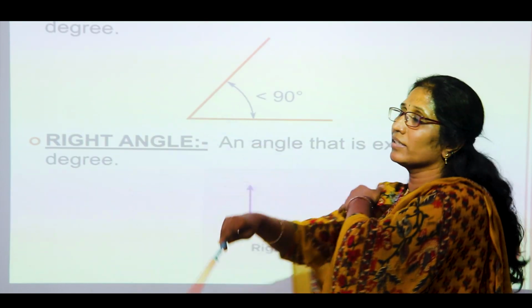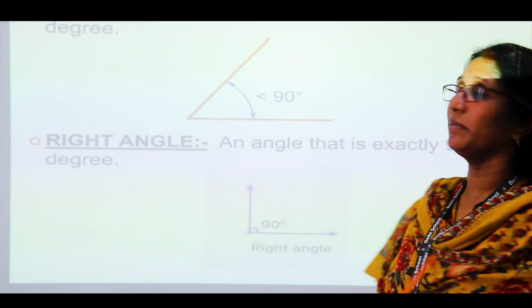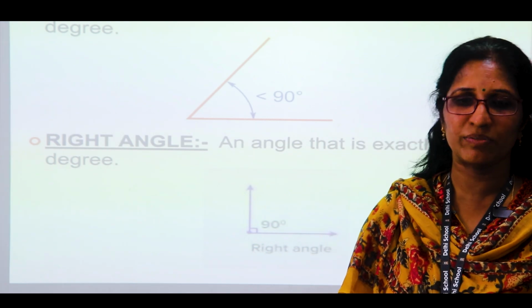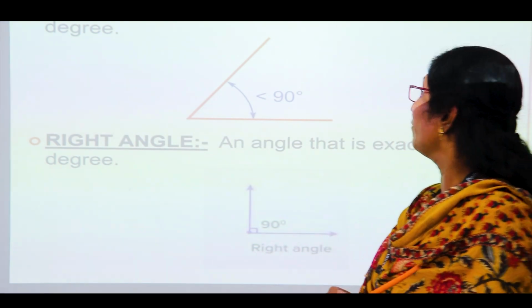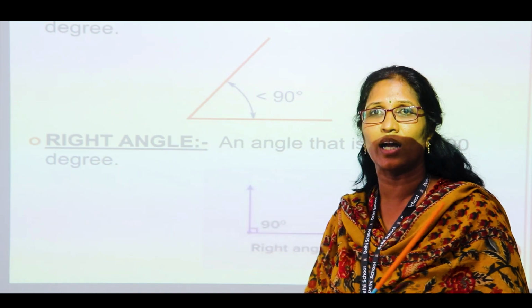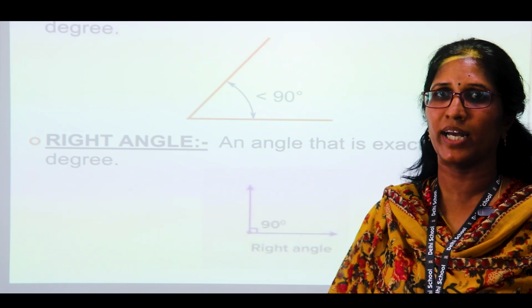The first one is acute angle. Acute angle means the angle which lies in between 0 and 90. Means it starts from the 0 angle and it ends before the 90 degree. Means the angles that lie between 0 to 89 degrees are considered as acute angles.